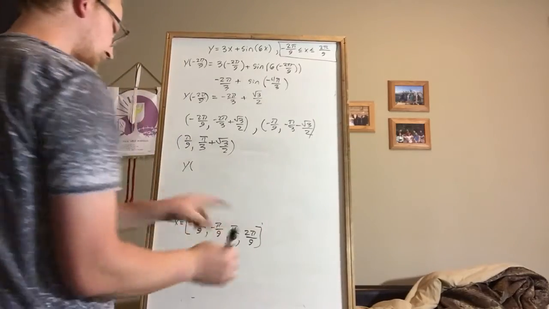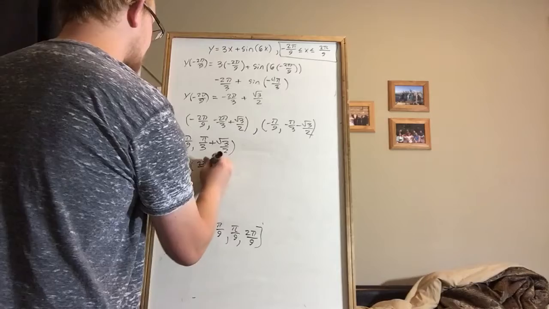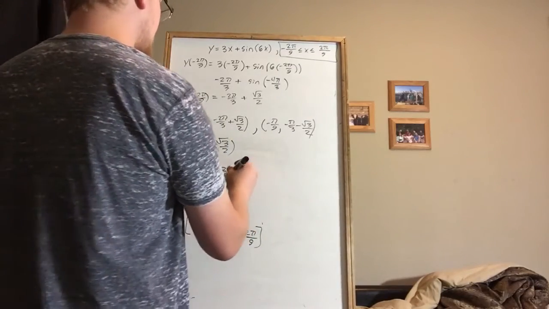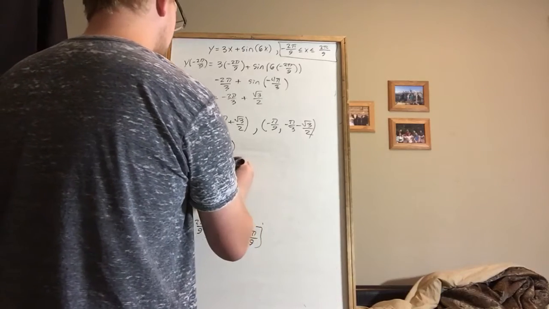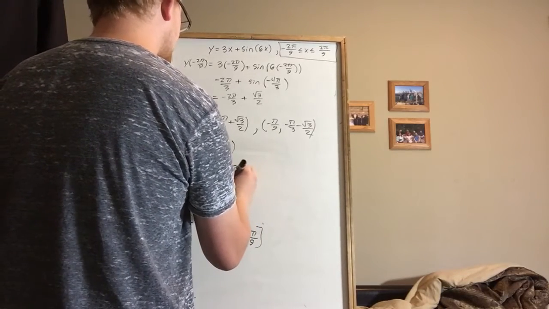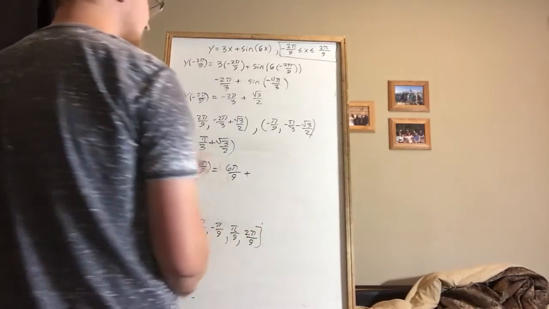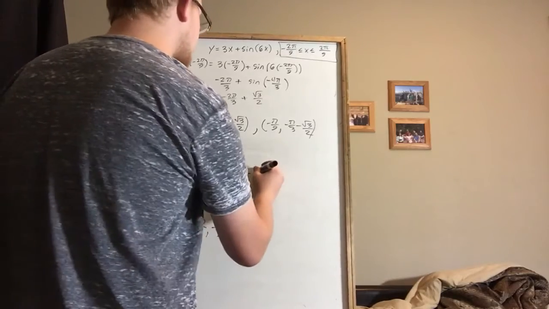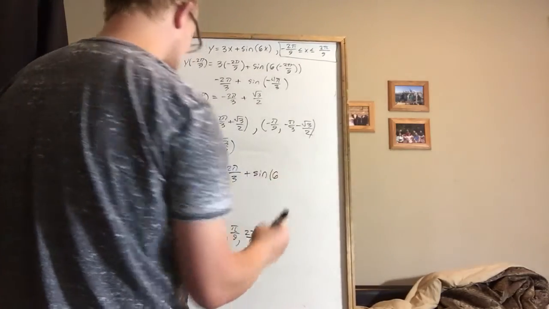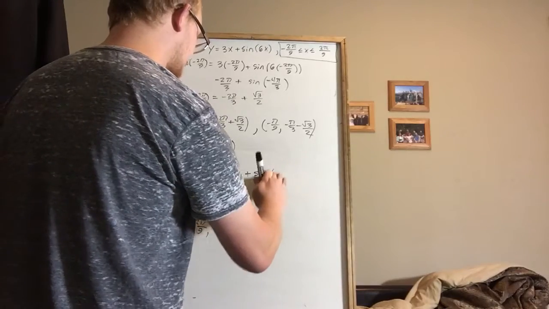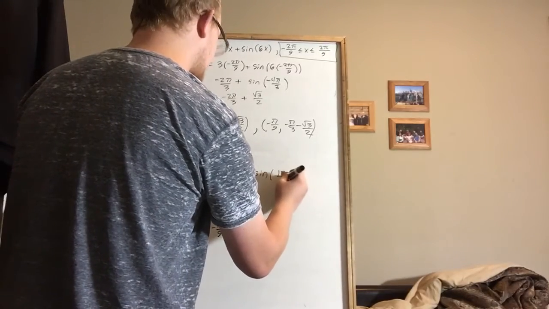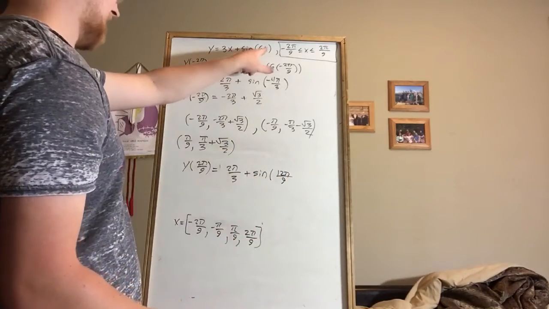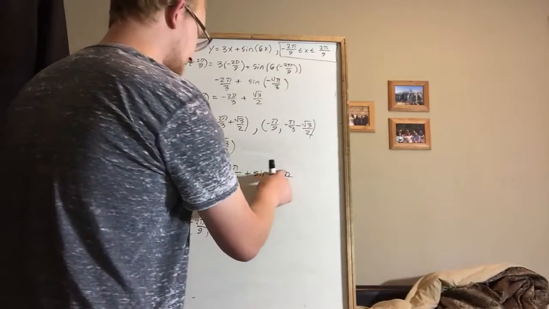So y of 2 pi ninths is our last one, equals 3 times 2 pi ninths, which is 6 pi ninths, the same thing as 2 pi thirds, plus sine of 6 times positive 2 pi ninths. That would be 12 pi ninths, right? 2 times 6 is 12 pi ninths.